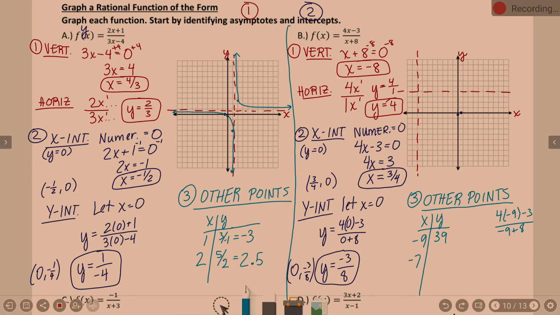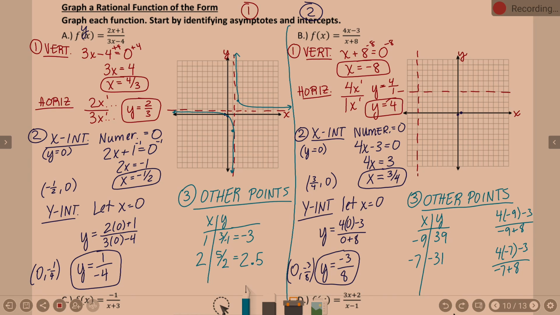Okay. And if we plug in -7, 4 times -7 minus 3 over -7 plus 8. So -28 minus 3 is -31 divided by a +1 this time, so -31.